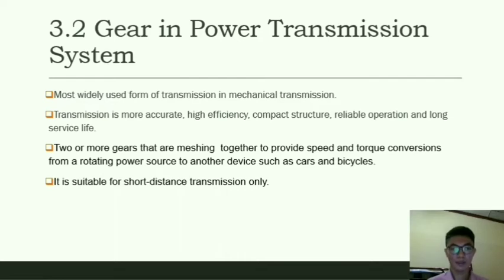Gear transmission is two or more gears that are machined together to provide speed and torque conversion from a rotating power source to another device, such as cars and bicycles. But this is not suitable for long distance transmission.